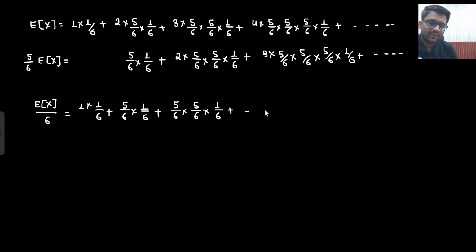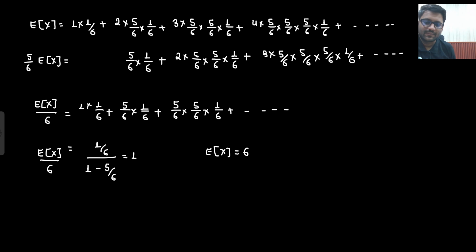Okay. So what is the answer? a upon 1 minus r. What is the value of r? r is 5/6, right? So if you multiply 5/6, then again multiply with 5/6. So a upon 1 minus r, where a is 1/6 and r is 5/6. So 1/6 divided by 1/6, what is the answer you are getting? 1. So expectation of x divided by 6 is equal to 1. That means expectation of x is coming out to be 6.